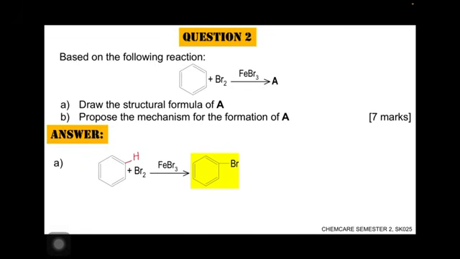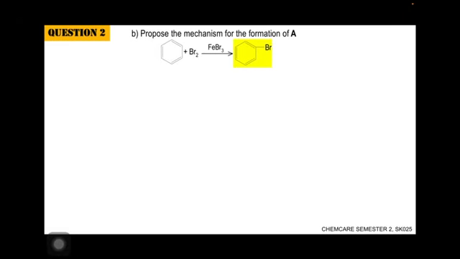Semua sama. The steps are 3, only the formation of the electrophile usually differentiates the 3 mechanisms we need to know for benzene, which is the first one halogenation, the second one nitration, the third one the Friedel-Crafts acylation. So for this question, we look at the halogenation.